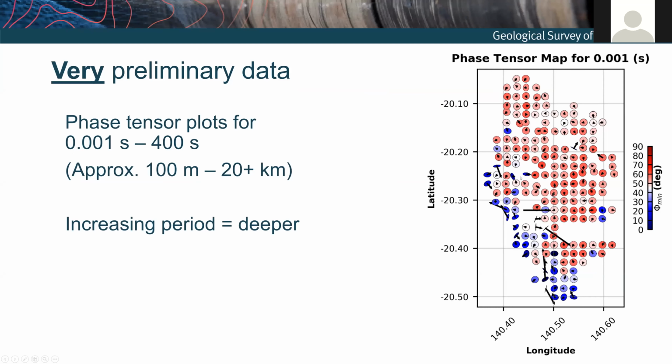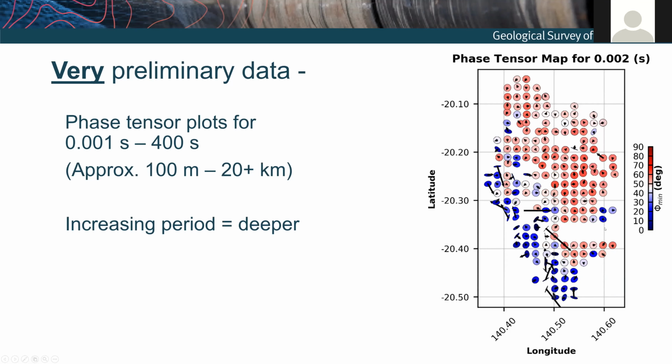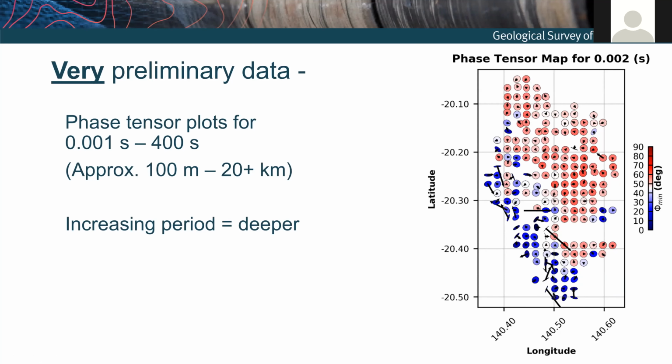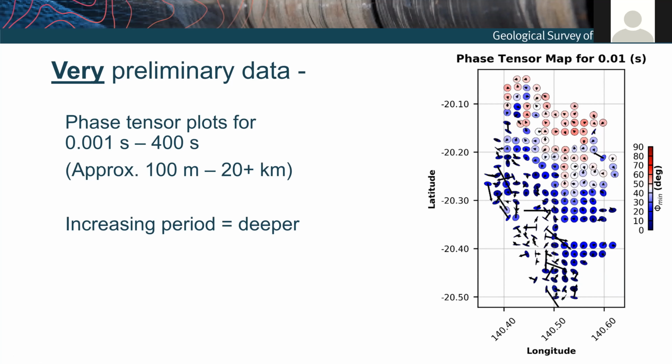Up in the north of this area, you can see a lot of circular red ellipses. These are actually seeing the cover rocks in the area. This is, I think, Carpentaria Basin, so it's quite conductive basin features up here. And then as I step down through, you can see that the circular ellipses actually recede to the north, where the basin's a bit deeper.